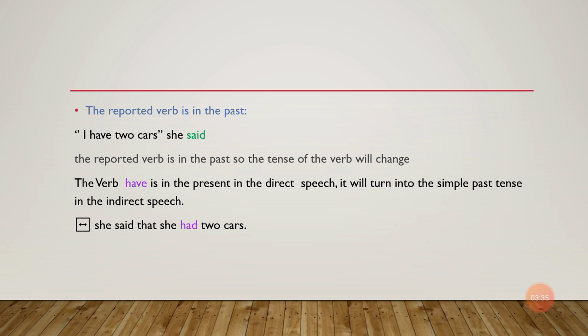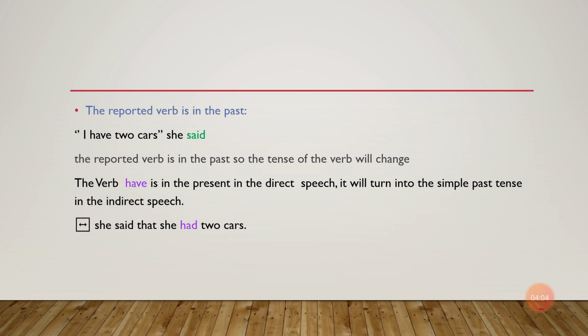Okay? The verb is have. In the present, it will turn into the simple past tense in the indirect speech. So, what are you gonna say? She said that she had two cars. You see? The verb have turned into the simple past. She said that she had two cars.